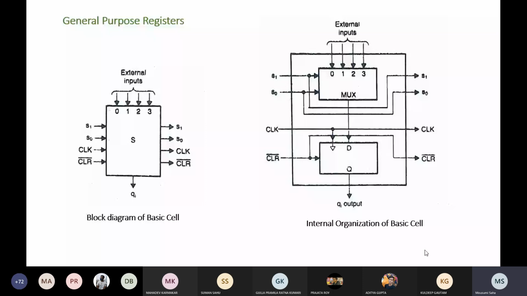So you know the clear function. Clear is used whenever you want to clear the circuit, that means you want to get the output value 0. At that moment you can give the clear, and Q will be 0. So this is the basic architecture of your general purpose register, a single bit general purpose register. This register is capable of storing 4 different types of external inputs.